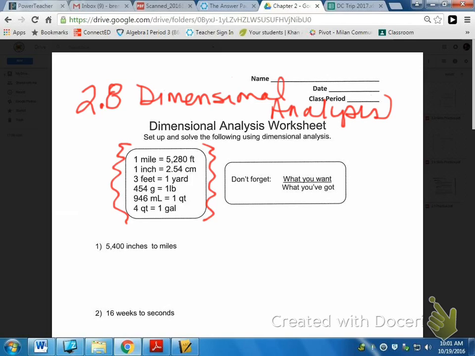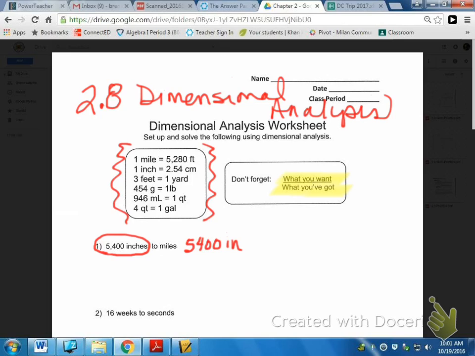There is a note over here to the side that might help a little bit. It's what you want over what you've got. I've never really seen it like that before, but maybe it'll help you. So here's how you start these. Wherever it says you are beginning, that's what you write. 5,400, and I'm going to put IN for inches. I'm just going to leave it like that, but technically it's really over 1.